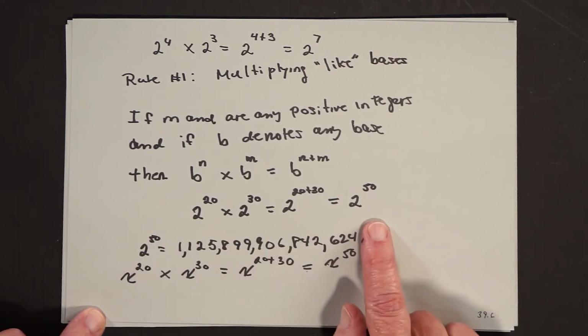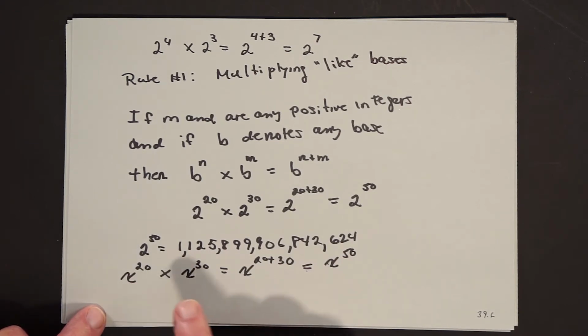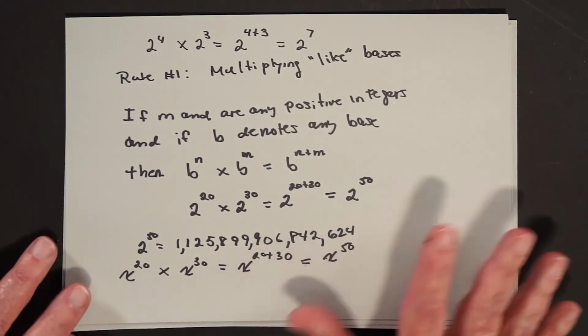Now, here we could do this, but what if it was x to the 20th times x to the 30th? You would still add the exponents. What you're saying mentally is, I have 20 factors of x multiplied by 30 more factors of x, so that will give me 50 factors of x altogether. Okay? So that's one of our rules.